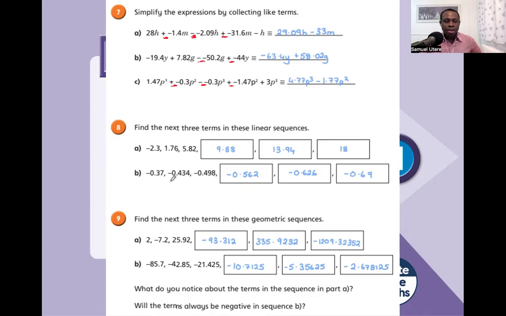Here, to find the common difference using your calculator, you would do minus 0.434, all right? You're trying to find the difference between them. Minus 0.37. My pen is moving.